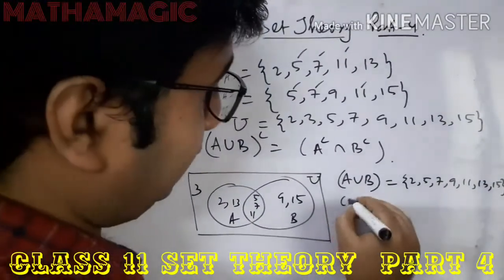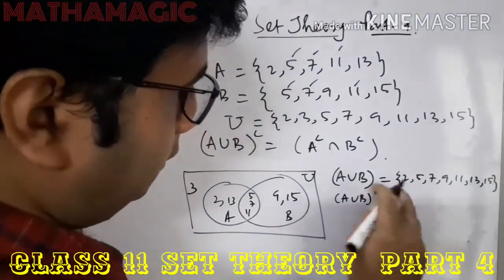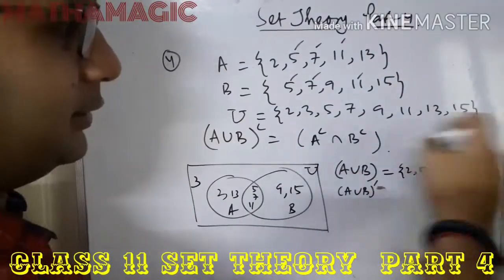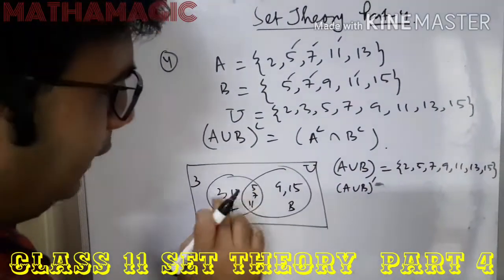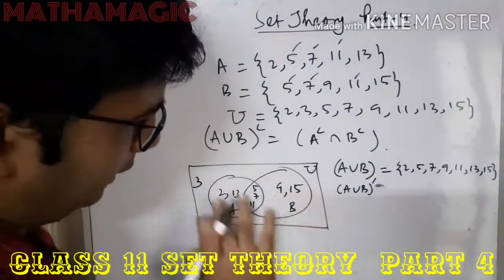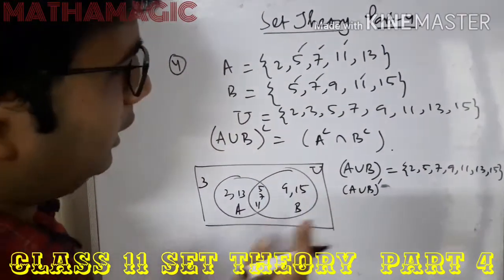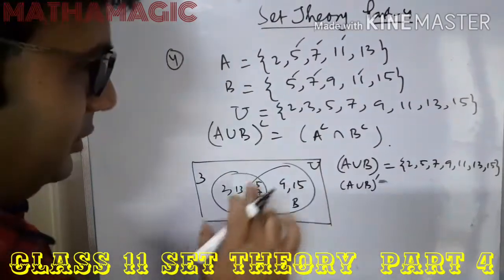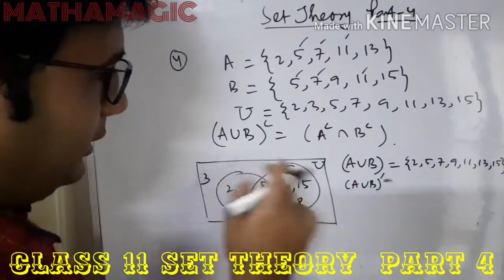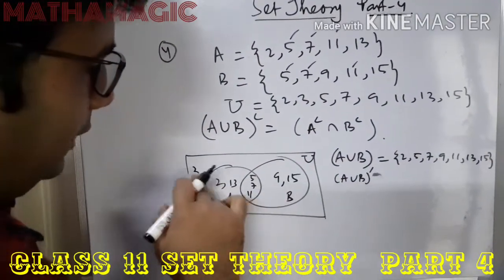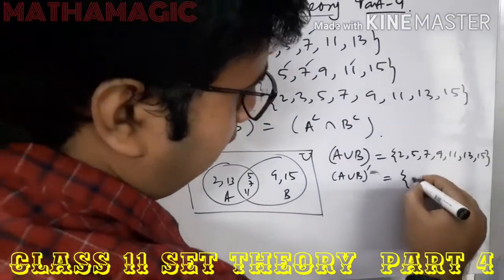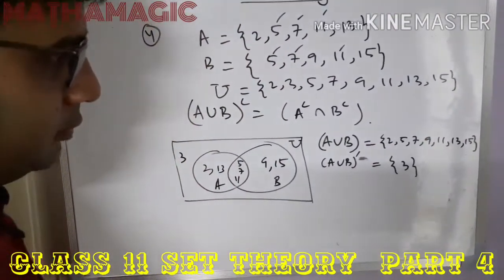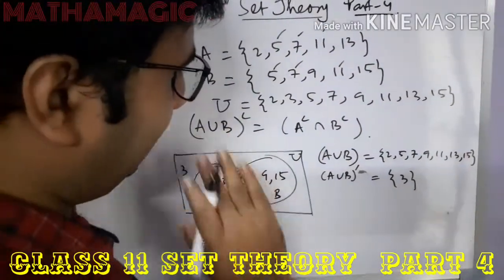Now what will be A union B complement? There is no actual need of writing this, because we can easily determine that A union B means all the parts included within these two circles, and the parts not included in the circle are A union B complement. What is the part not included in A union B? That is 3. So A union B whole complement is equal to 3. That is the value of the left hand side.